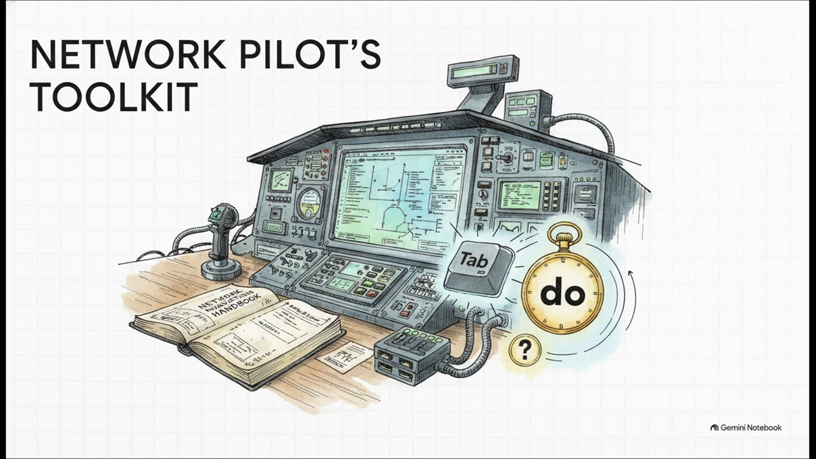But my absolute favorite? It's got to be the do command. Say you're deep in configuration mode and you just need to run a quick verification check, like show ip interface brief. Just slap do in front of it. You get your answer instantly without having to back all the way out of your current configuration mode. It is a massive time saver.